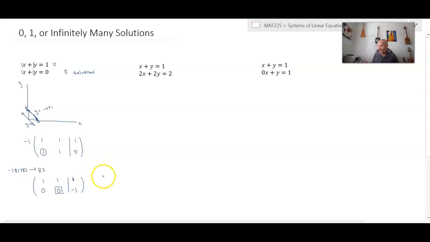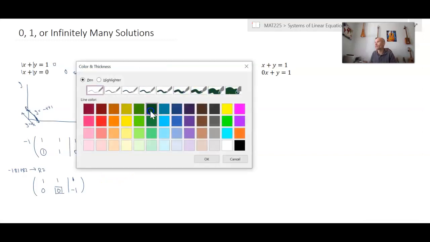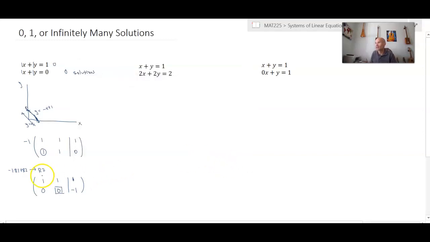Let's take a moment and unpack what these two equations are now saying. These are the coefficients of x and y. The first equation says 1x plus 1y equals 1. So that first equation didn't change in any way, shape, or form. The second equation says 0x plus 0y equals negative 1.